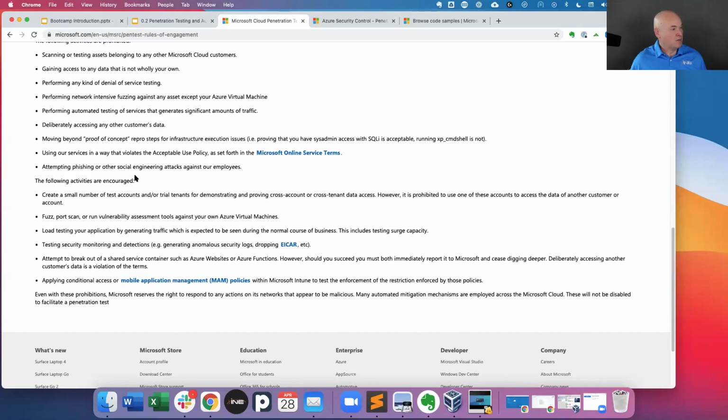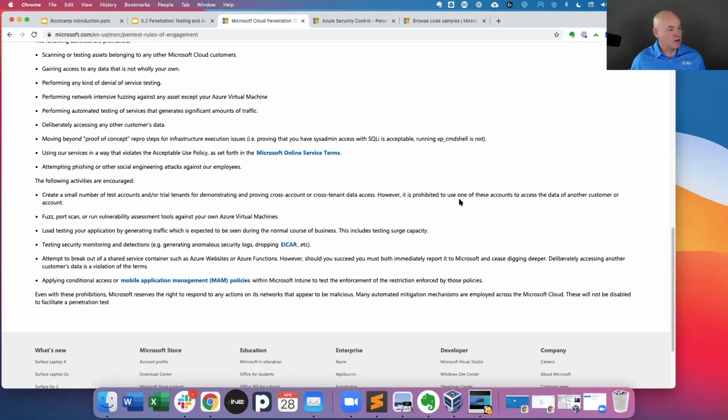Attempting phishing or other social engineering attacks against our employees. So this doesn't mean that if you're testing your customer that you can't social engineer their customers. And so that's a big step in initial access for Azure Cloud Pen Testing. The following activities are encouraged: create small numbers of test accounts or trial tenants, demonstrating and providing cross account or cross tenant access.